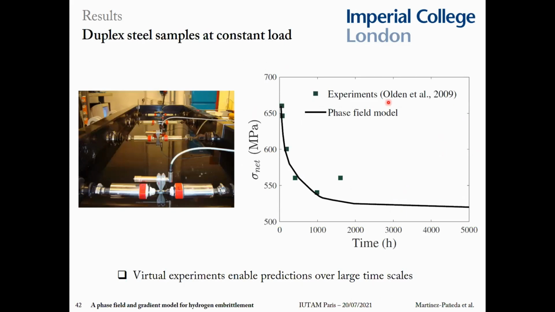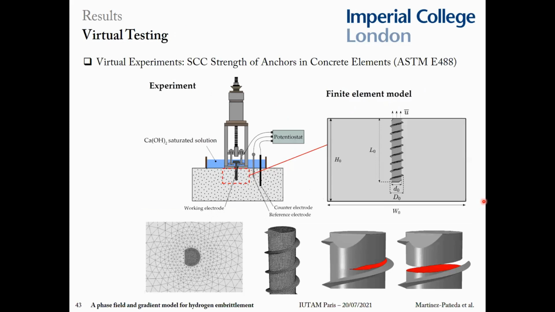And again, the beauty of this is that we get good agreement with experiments, but we can also run virtual experiments over very large time scales, so we can decide which is this threshold for the strength of the material. We can also do virtual testing, so we can do virtual experiments like this one. So this is a standardized experiment to measure the hydrogen embrittlement resistance of screw anchors.